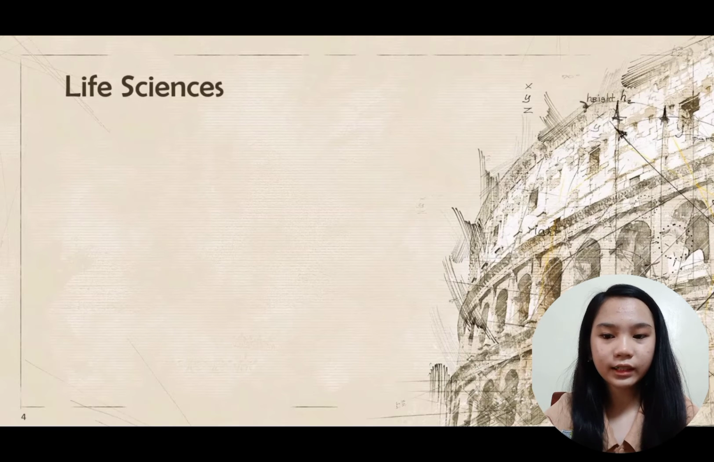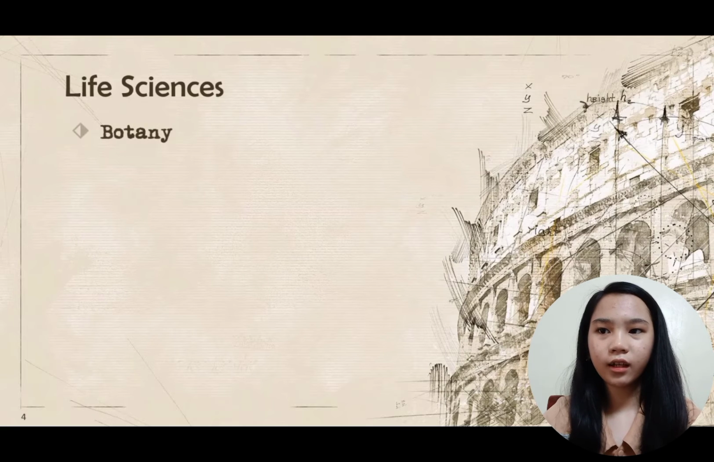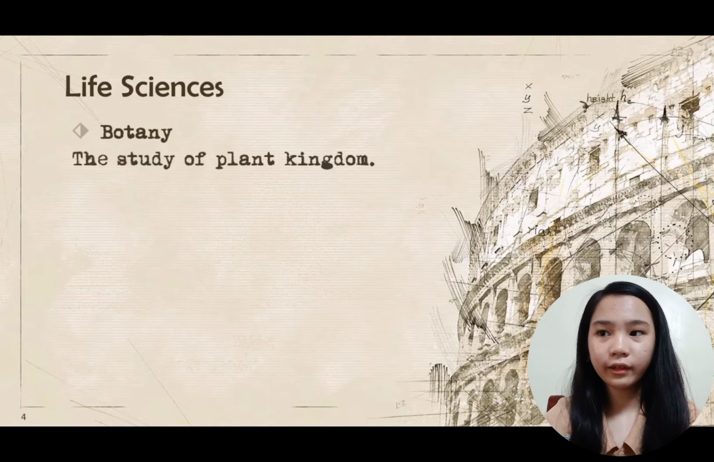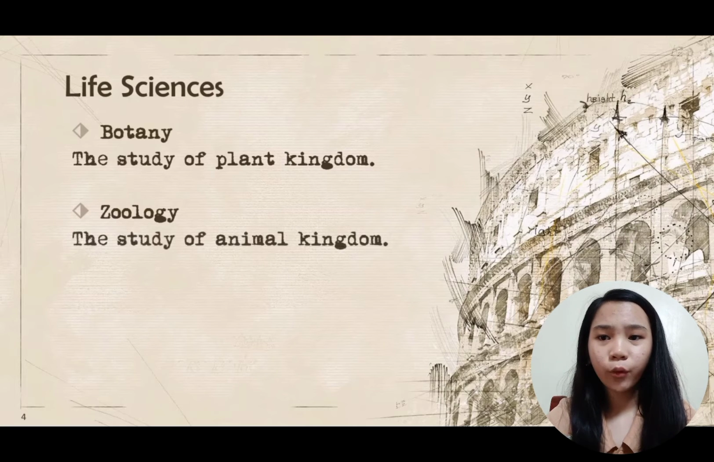First, under life sciences, we have botany. Botany is the study of the plant kingdom. By this definition, the plants included are algae, fungi, lichens, mosses, ferns, conifers, and flowering plants. Next, we have zoology. Zoology is the study of the animal kingdom. It includes the structure, embryology, evolution, classification, habits, and distribution of all animals, both living and extinct, and how they interact with each other.